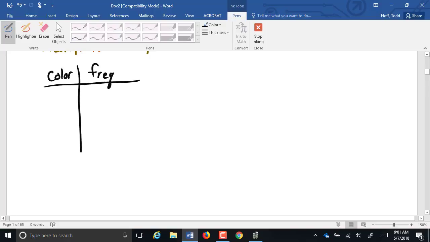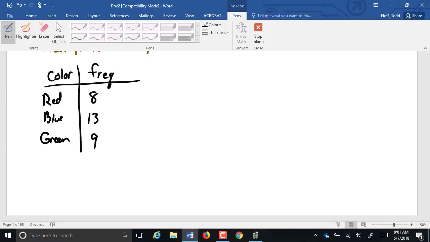Now again, if we were actually presenting the table, we would not have that tally column in there. So let's say out of that 30, 8 people chose red, 13 people chose blue, 9 people chose green. We'll make you happy. I take it blue's your favorite color?